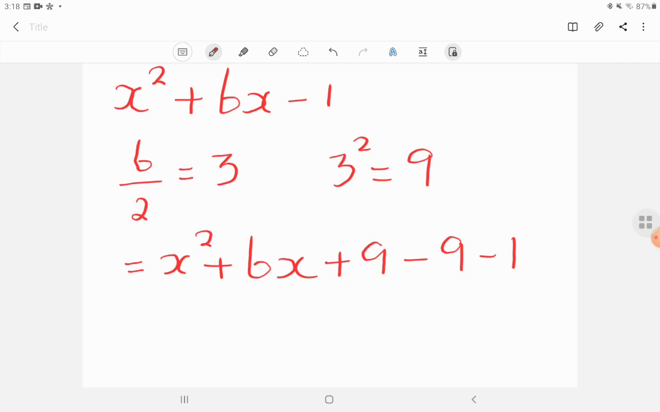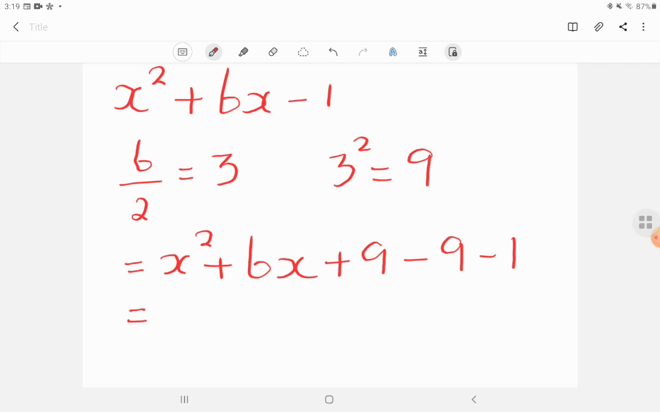When you look at this expression, it is the same as before, since plus 9 minus 9 is 0. But why do we write it in this form? Because we need to bring this into a perfect square form. The next step is we have the first three terms, x square plus 6x plus 9, and we need to bring this into a perfect square form.